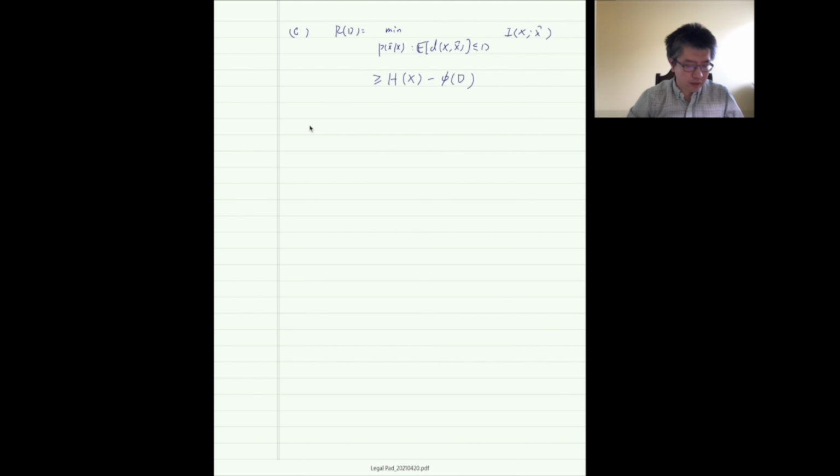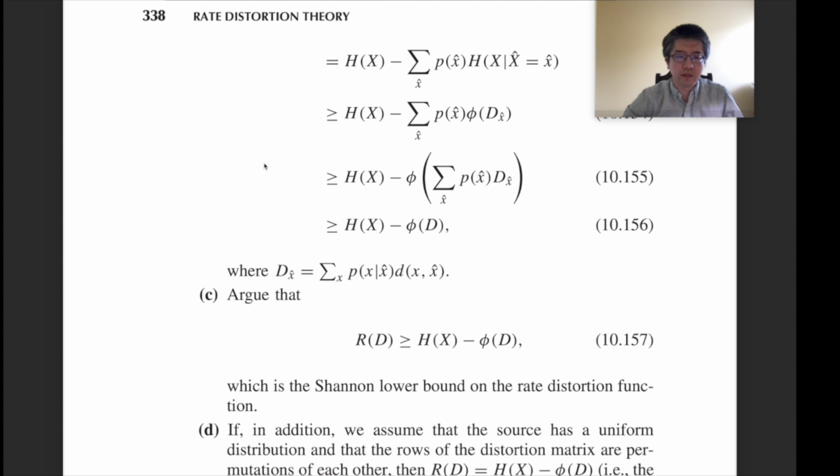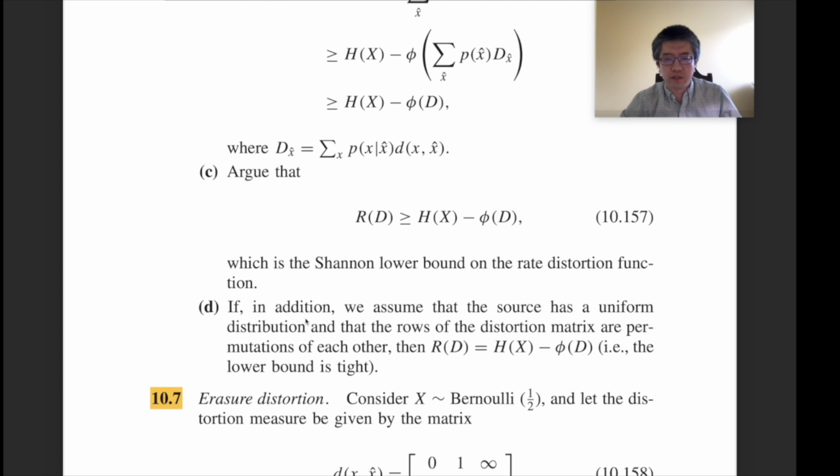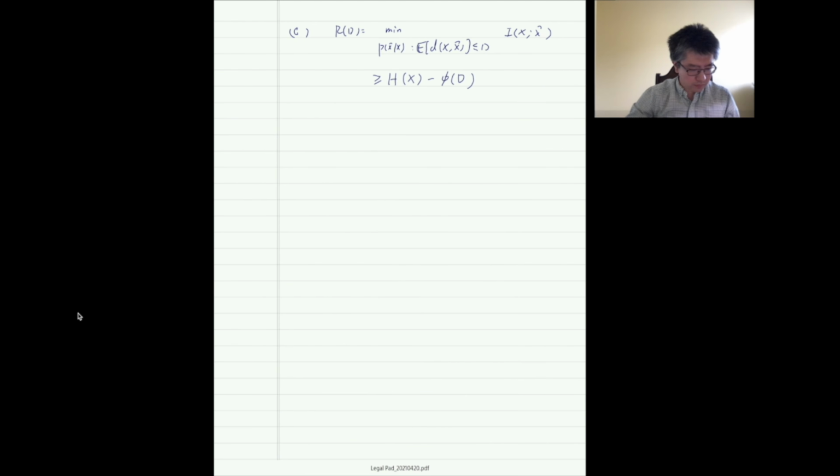So next, let's take a look at part D. For part D, in addition we assume that the source has a uniform distribution and the rows of the distortion matrix are also permutations of each other. In this case, we're going to show that this is achievable. Let's see how we can show that.